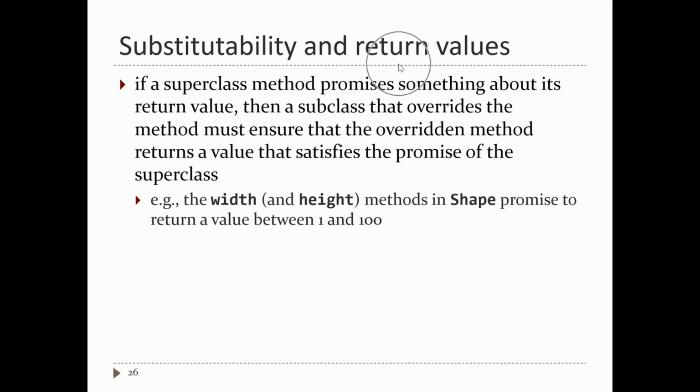Okay, so what about the return value? Because methods also often return a value. So if a superclass method promises something about its return value, and a subclass overrides that method, then that method must ensure that the value also satisfies the promise of the superclass. In other words, whatever the superclass version of the method is doing, the subclass version must also do something similar. So width and height both promise to return a value that's between 1 and 100.